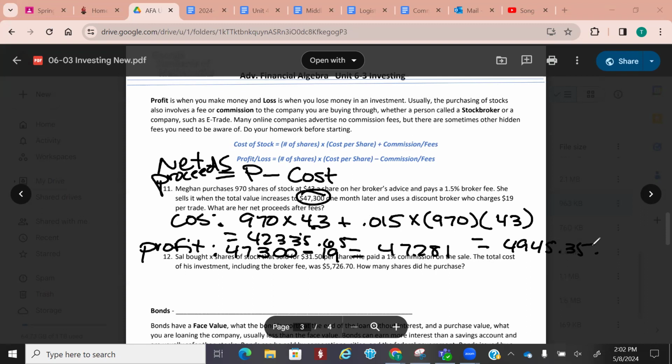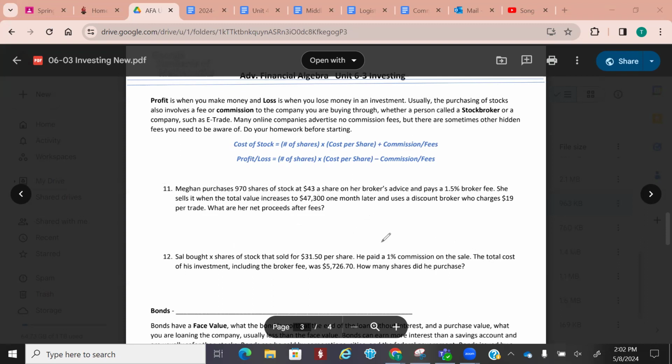Okay. Shell bought X shares of stock that sold for $31.50 per share. He paid a 1% commission fee. The total cost of his investment, including his broker fee, was $5,726.70. How many shares did he purchase? So we don't know how many shares. We're doing all this again. The cost per share was $31.50, and then we're going to add that to the commission.